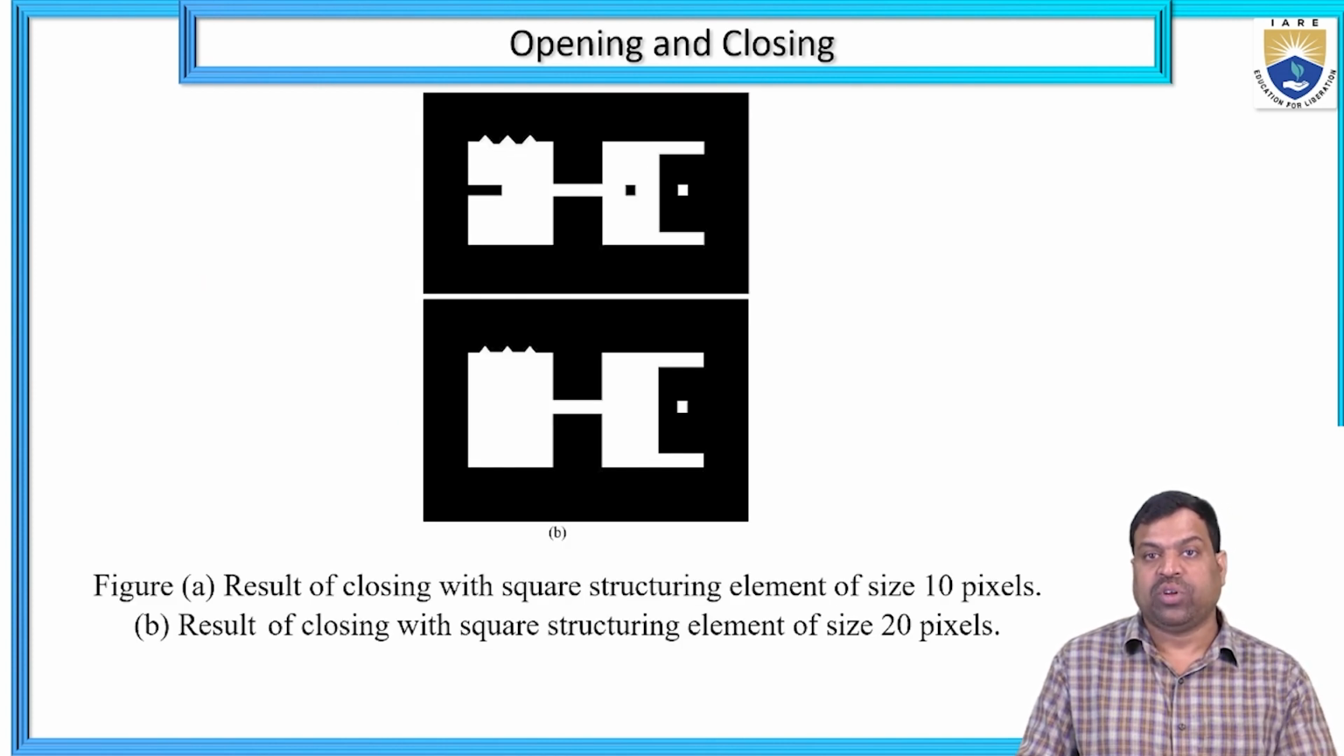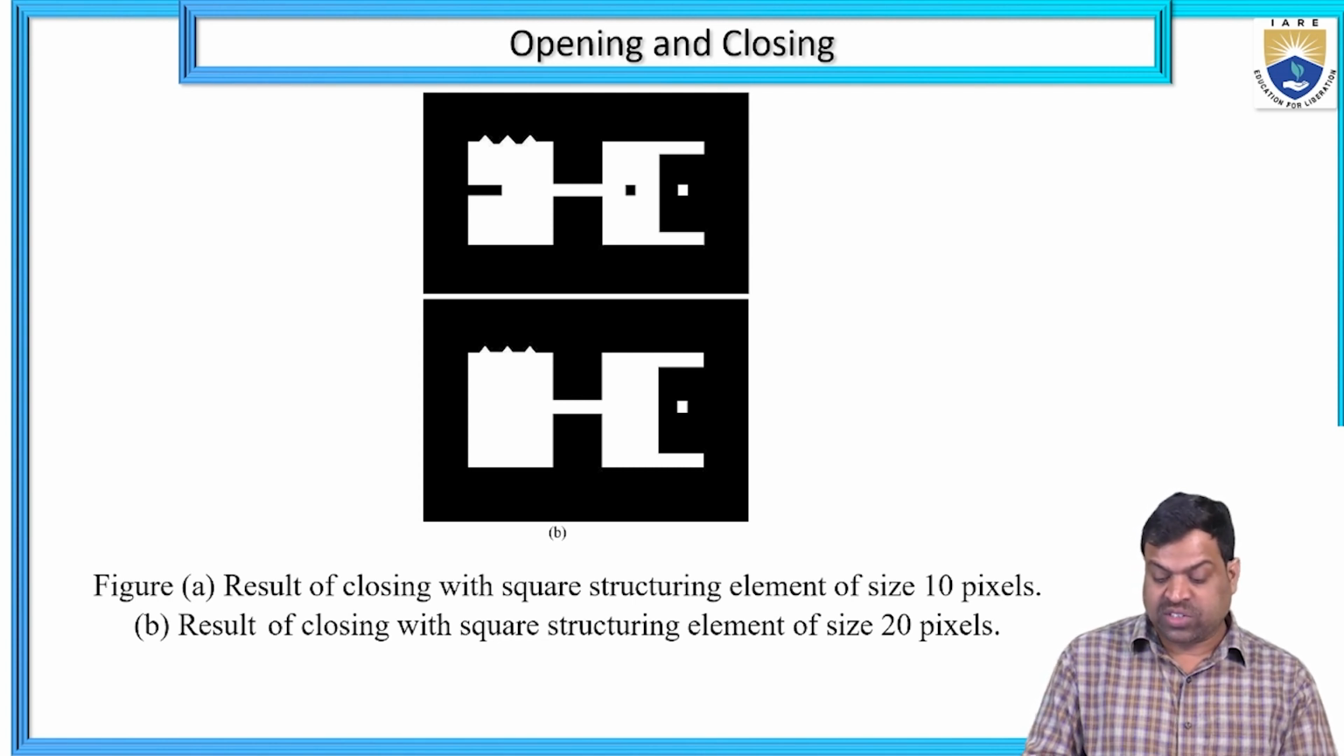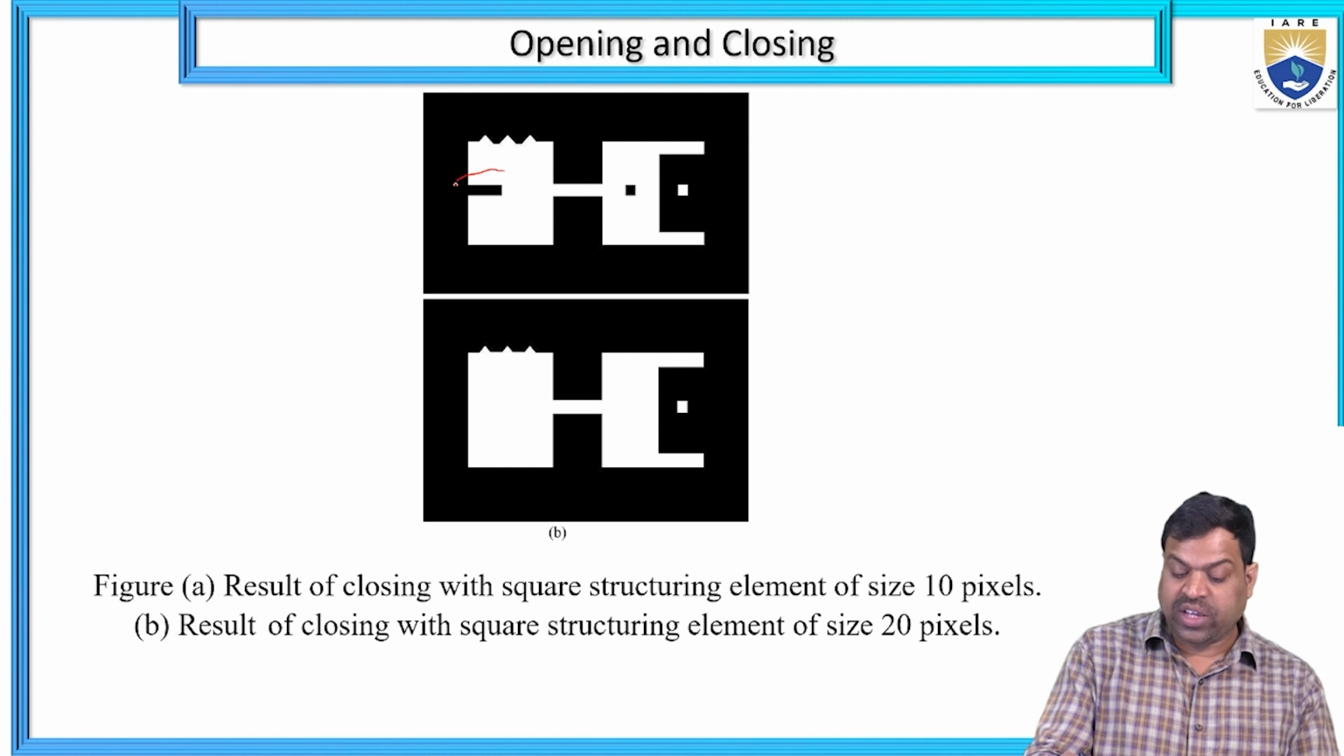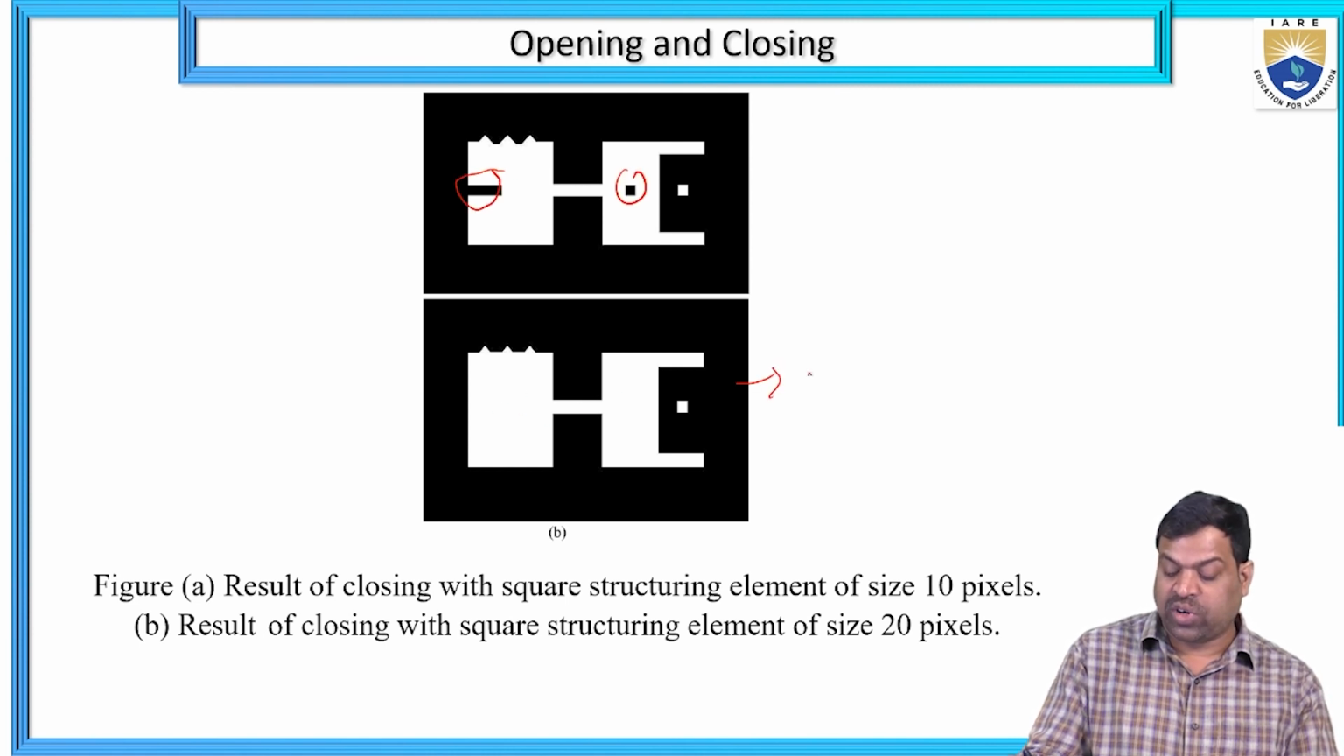So it is one example of the result of closing with a square structuring element of size 10 pixels. Here black is there, here there is no black. So what has happened means black is removed. What has happened here? 10 pixels are changed to 20 pixels.